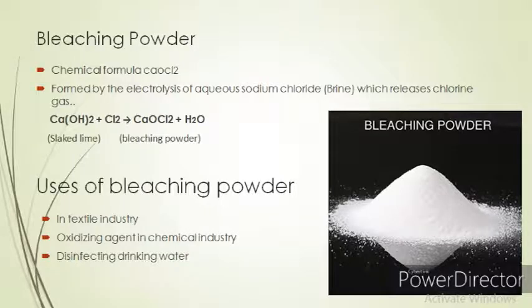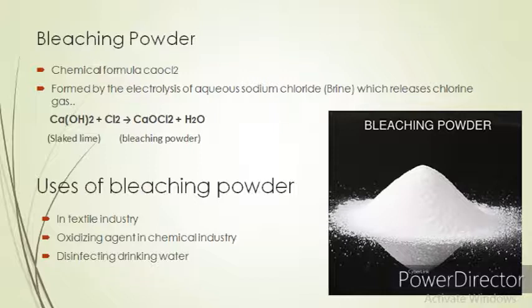Now bleaching powder. Bleaching powder has the chemical formula CaOCl2, that is calcium oxychloride. It is formed by the electrolysis of aqueous sodium chloride, also known as the brine solution, which releases chlorine gas. This bleaching powder is formed by the reaction of slaked lime, that is calcium hydroxide, plus chlorine gas which is released from NaCl. This gives rise to CaOCl2, that is our bleaching powder, plus water.